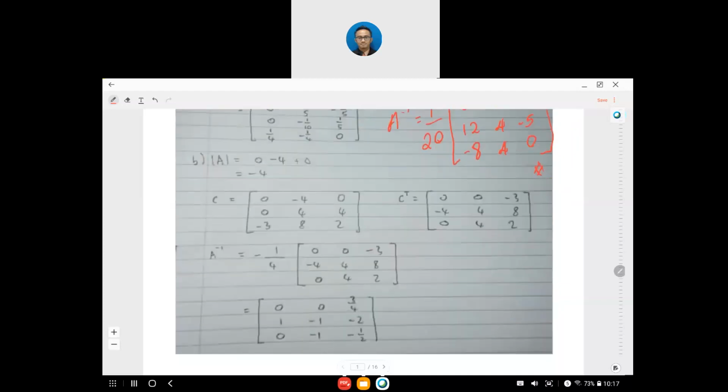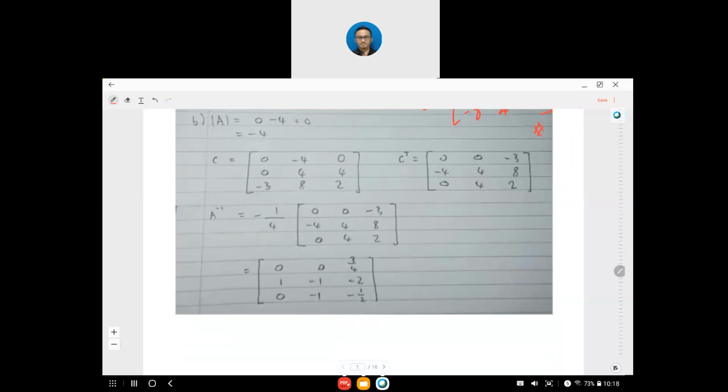Now, looking at B, it is also the same thing. What is your matrix B? Matrix B equals 2, negative 1, negative 1, 2, 0, 3, 4, 0, 4.